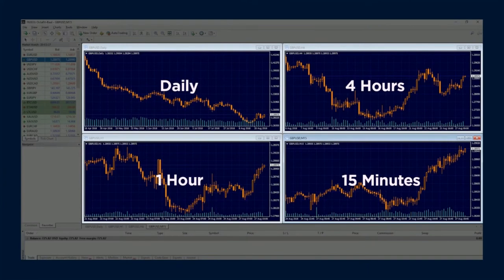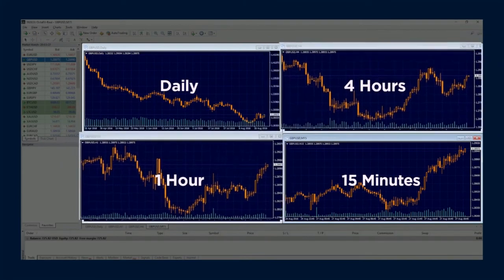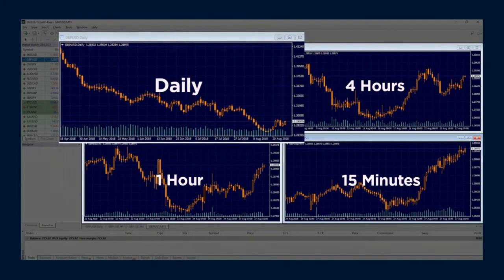Intraday traders who enter and exit the market the same day pay more attention to shorter time frames, such as the hourly and 4-hour charts for entry signals and the daily chart for the broader trend.